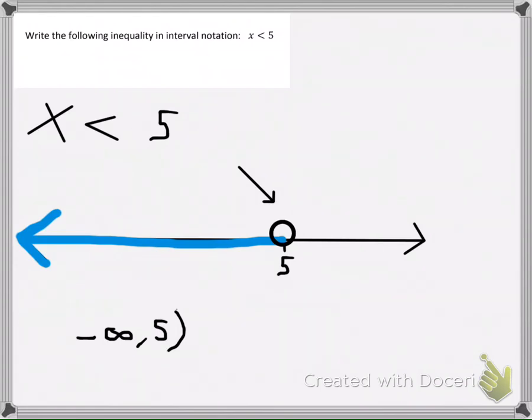Now I need to think about whether negative infinity is included or not. Negative infinity is actually not included because negative infinity isn't really a defined point to end your interval on, because it's just a concept of numbers going on forever. So we always use parentheses for that.